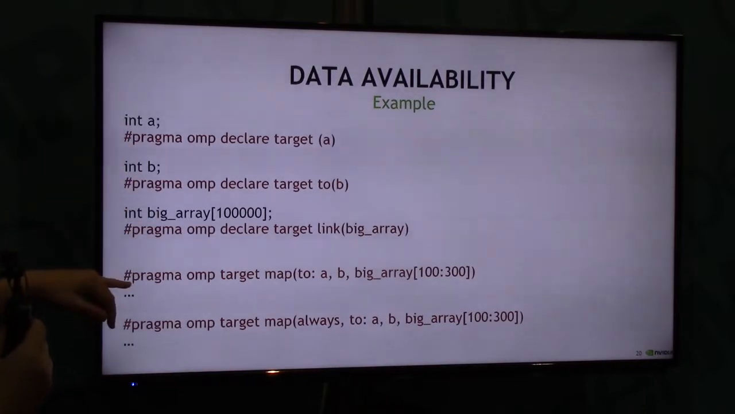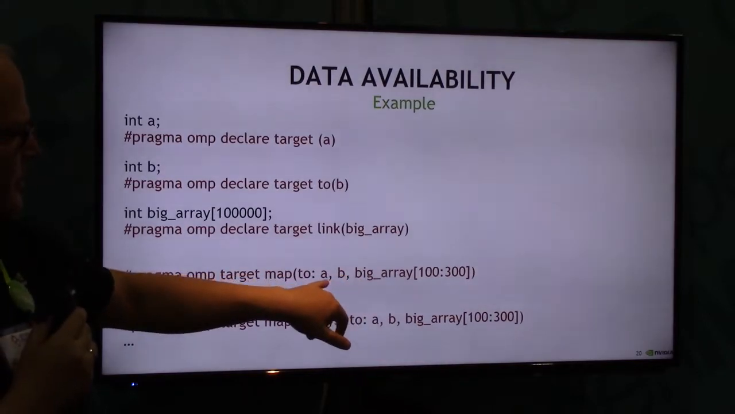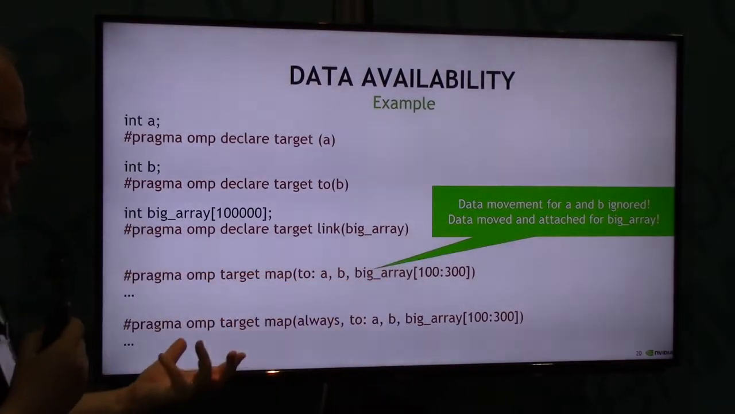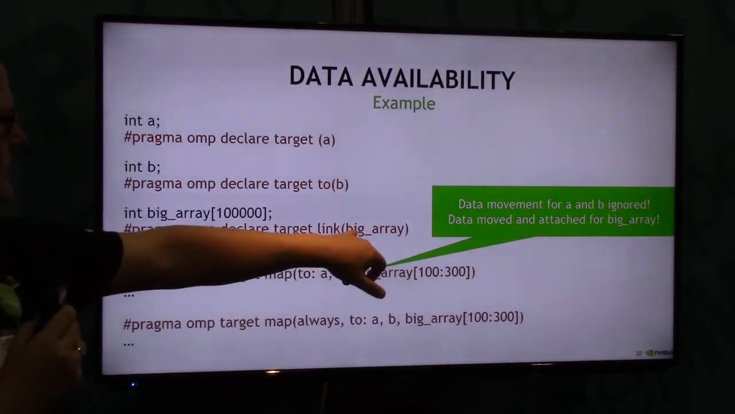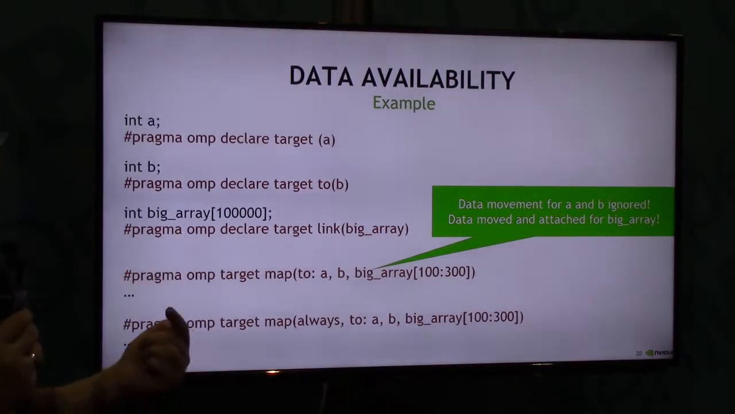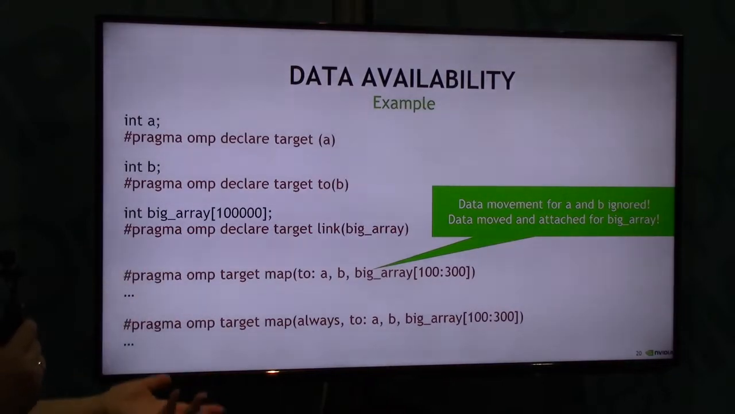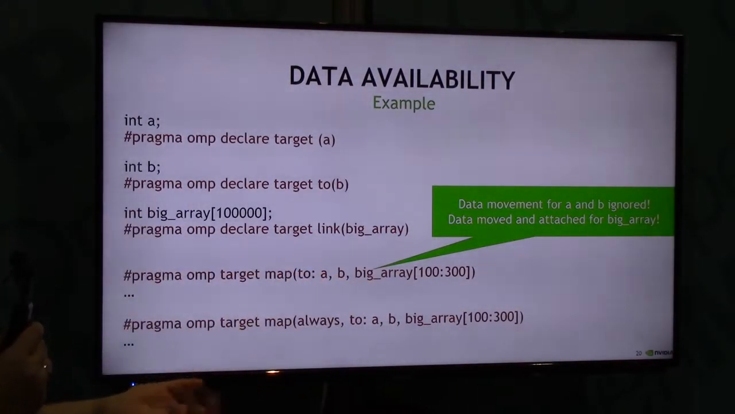Then when you're going to use the data in a target region, you'd still list the mappings. These are just no-ops. The big array actually gets a slice moved over to the device, it gets updated, and then this link says that the global object big array should now point to what was just moved over to the device, so that when you make a call later that uses big array as a global object, it will work correctly.